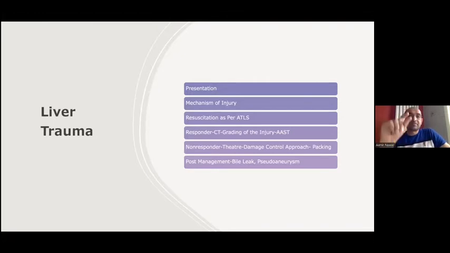For that, we do a triple phase CT scan. We do an arterial phase, venous phase, and portal phase to see where the bleeding is from. So this is a summary of liver trauma. If any question at any point, please let me know.